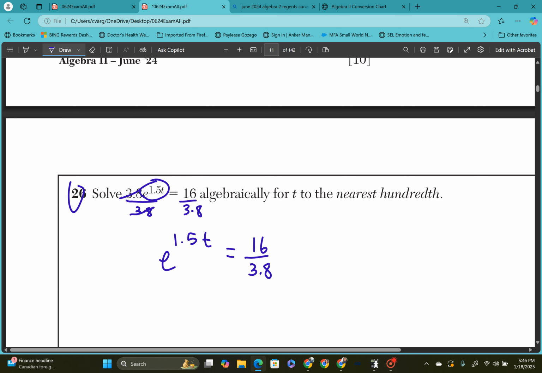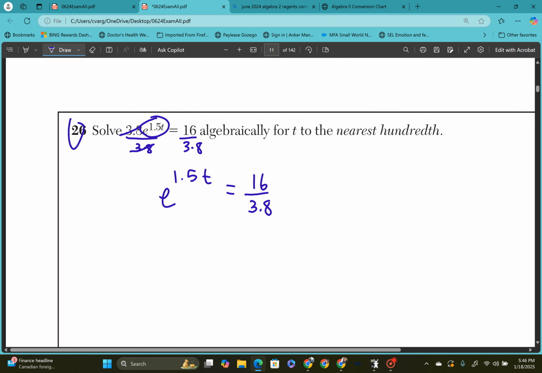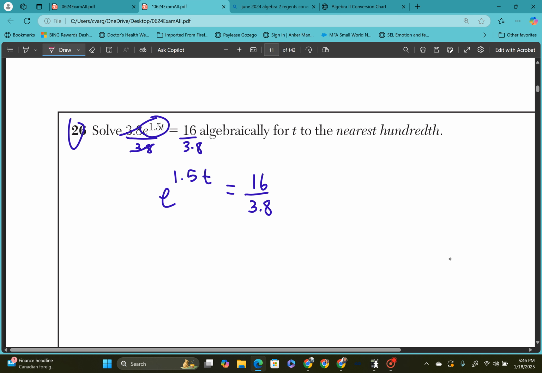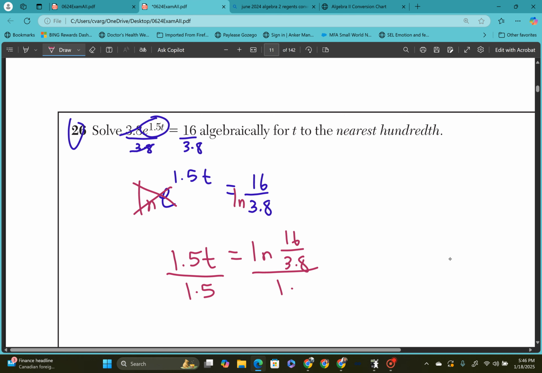And yes, I know I can plug this into my calculator, but let's get rid of our e first. So we get rid of e by lning both sides. That allows us to cancel the ln and the e out. So I'm left with 1.5t is equal to ln of 16 over 3.8. How do I get rid of the 1.5? Divide everything by 1.5.